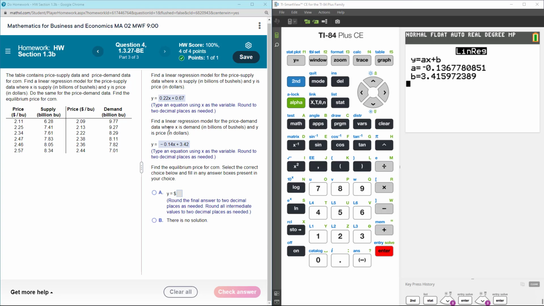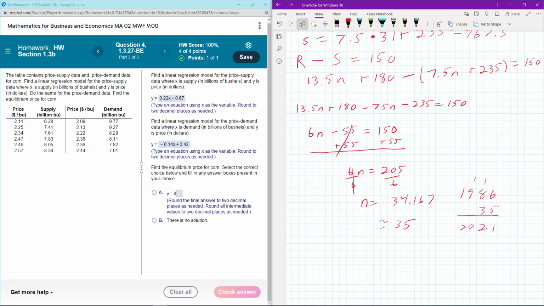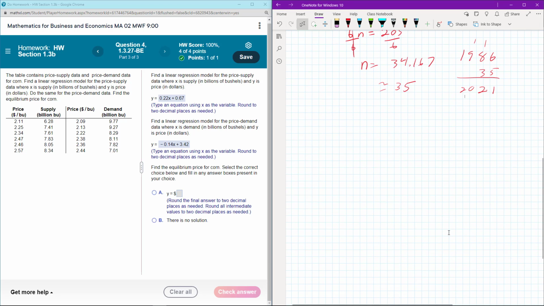Okay, so let me bring my notepad up. So once again, what we want to do is find that value of x which causes 0.22 times x plus 0.67 to be equal to negative 0.14x plus 3.42. This is what we want to solve. Now to do this, we want to basically get all the x terms on one side and all the other terms on the other side, preferably with the positive coefficient. So I'm going to add 0.14 to both sides. I'm sorry, 0.14x to both sides.